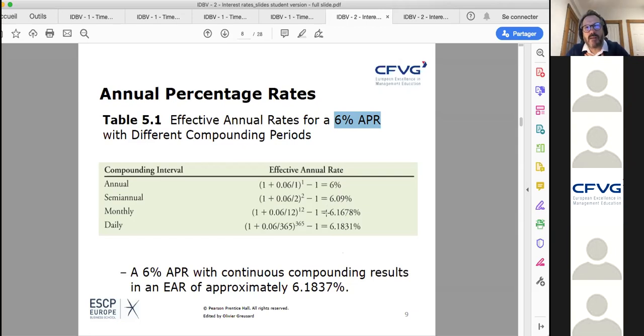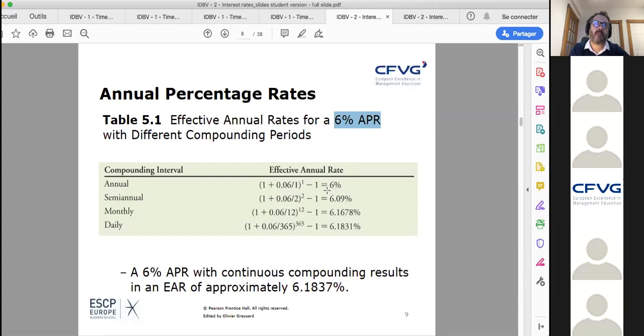If you have a monthly compounding, instead of paying 6%, you finally pay 6.16 something, which is actually what we calculated. And if you have a daily compounding, that would be 6.18. And let me also say that if you have annual compounding, so you say 6% divided by 1, in the calculation, we can see that there is no difference, because the frequency of the compounding is the same for the APR and the EAR. So it does not make a difference.